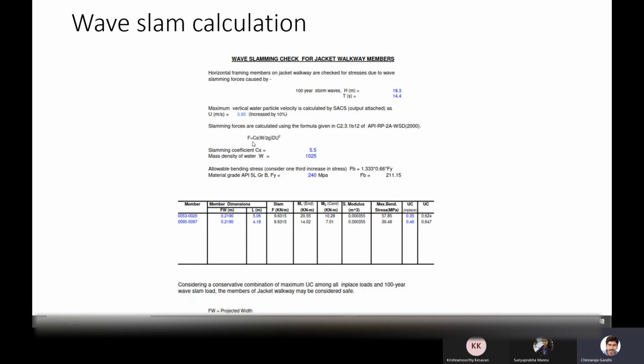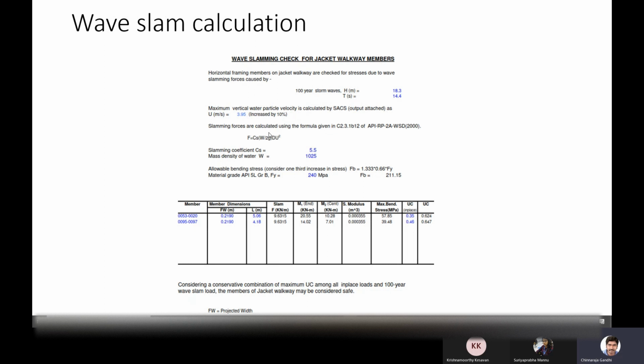And you know the Morison equation for this one: Fs equals w by 2g into Cs into D into U squared. Cs is the slamming coefficient, you know, 5.5, and w is the mass density of the water. So now here you know all the parameters. Cs is there, w is there, 2 into g value you know. D is the diameter here, 273, that is the projected area where the water is going to act as a pressure, and U is the velocity here.